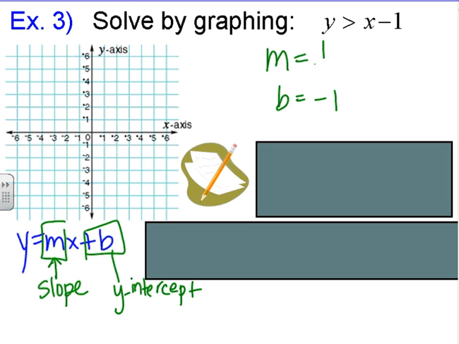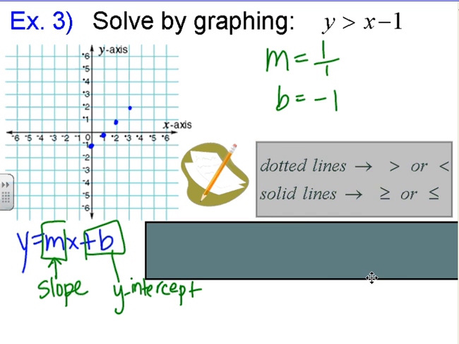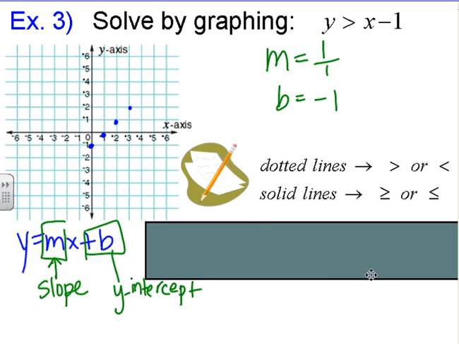Since slope is rise over run, we're going to show it as a fraction. We're going to put that information on this graph, so we'll start at -1, and then we'll rise 1 and run 1, and we'll put a few points on here to make it easier to draw our graph. Now we have to remember some things about inequalities. If it is a greater than or less than sign, we will have a dotted line.